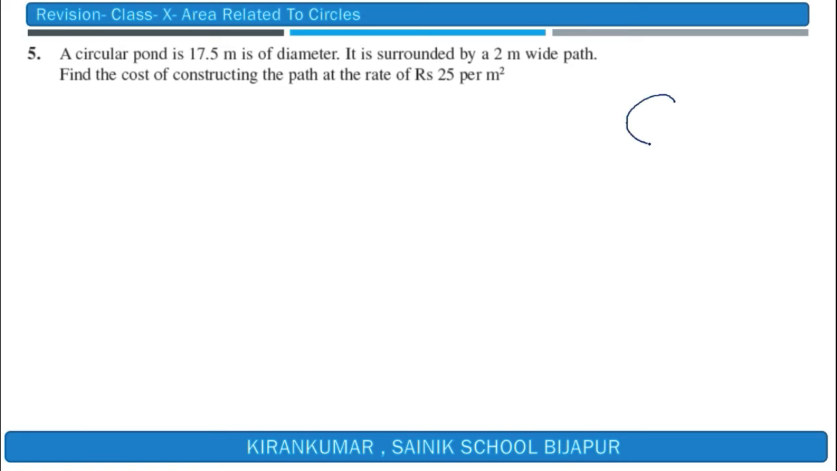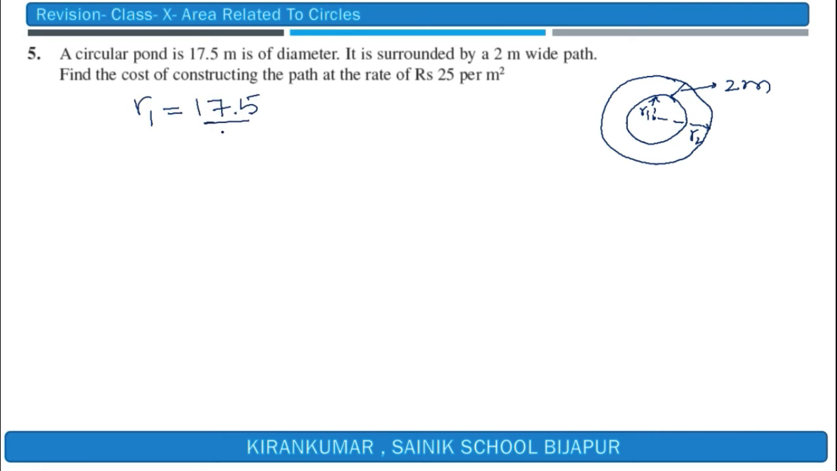So it forms a concentric circle here, the pond and the path. Let me consider R1 as the radius of the smaller circle here, and R2 be the radius of the larger circle. Since R1 is the radius of the smaller circle, the radius is 17.5 upon 2, which is 8.75 meters.